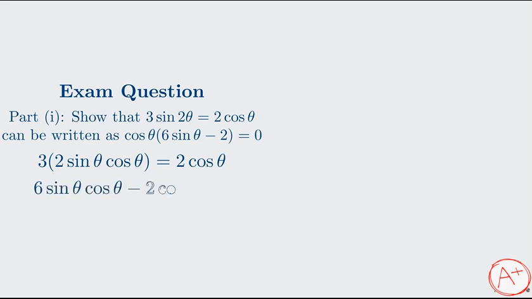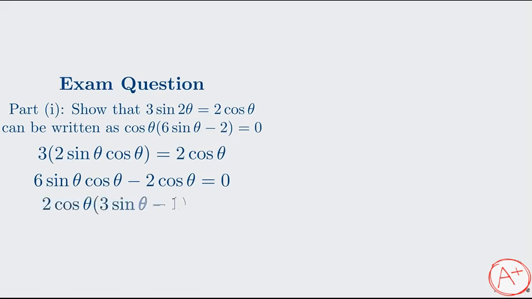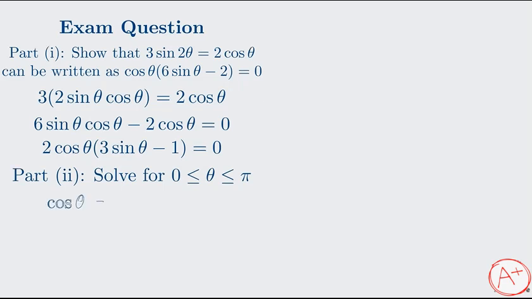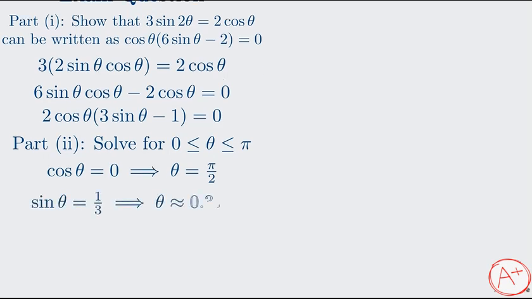Next, we move all terms to one side. Never divide by cosine theta, as you might lose valid solutions where cosine theta equals 0. By factorizing out 2 cosine theta, we achieve the required form. To solve for theta between 0 and pi, we set each factor to 0. From cosine theta equals 0, theta is pi over 2 within our range. From sine theta equals 1/3, the principal value is 0.340 radians.